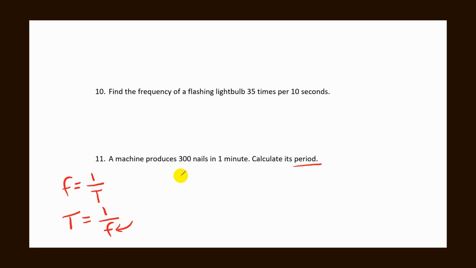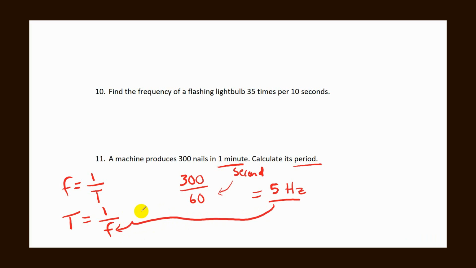So frequency is the number of cycles per unit of time. The unit of time has to be in seconds. Okay, so 1 minute will give you 60 seconds. 300 over 60 is 5 hertz. Okay, and 5 hertz, this is frequency. All we need to do is plug it into our equation. So period in this case will be 1 over 5, which equals 0.2. And that's it.